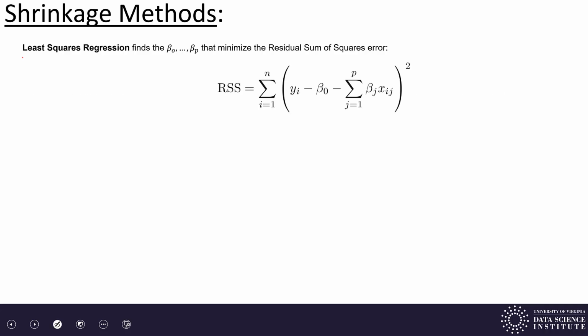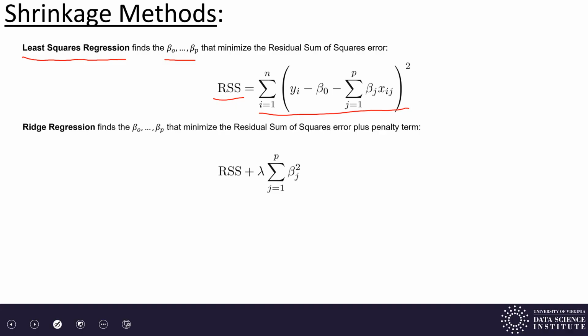First, let's start with regular least squares regression. In least squares regression, and this is a review, we're going to find the coefficients beta naught through beta p that minimize the residual sum of squares error. So what you look at is the residual sum of squares error right there, and there's a familiar formula for it.